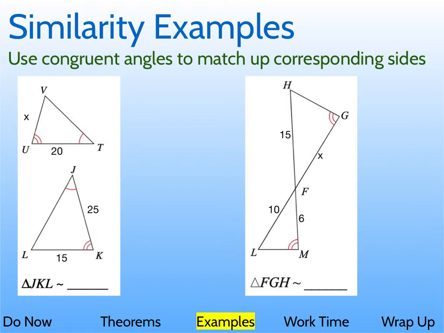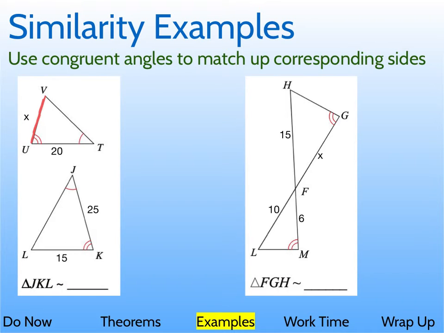So the directions here say to use congruent angles to match up the corresponding sides. So what that means is if I look at this triangle right here, we have this x, and this x goes between the two arced angle and the one without anything on it. So I'm just going to label that in red. And color coding actually is very helpful here.